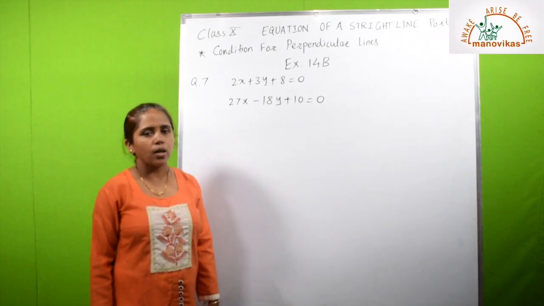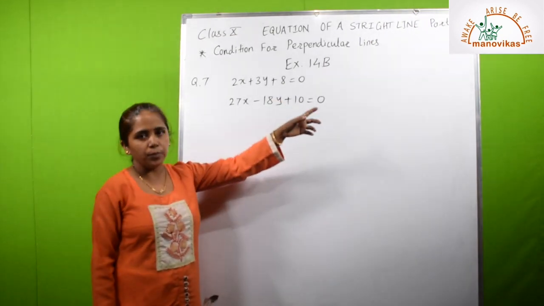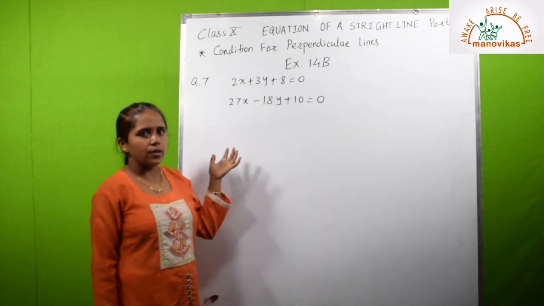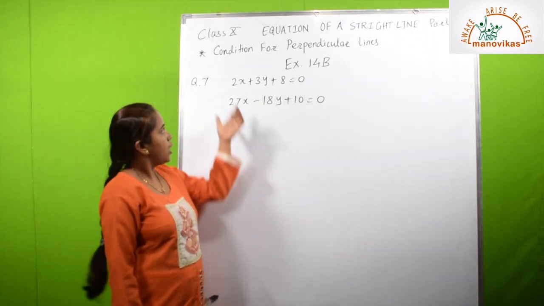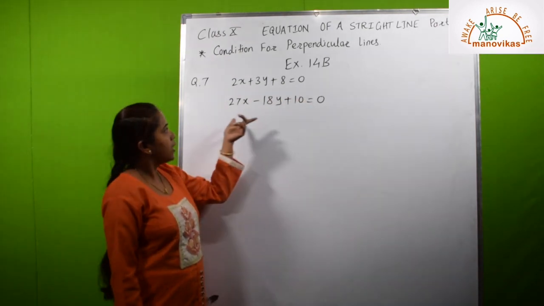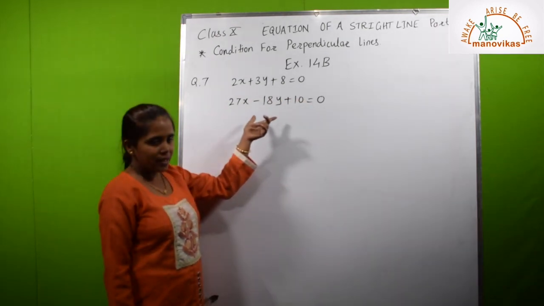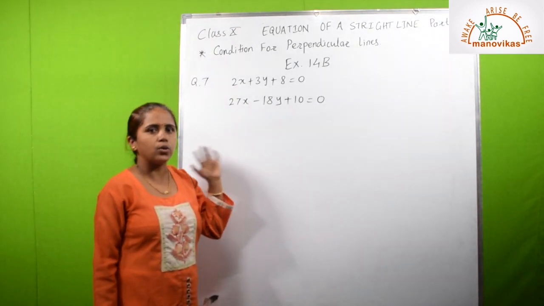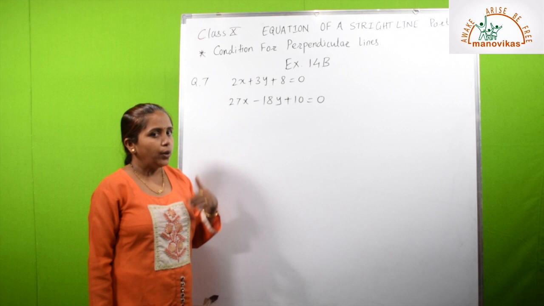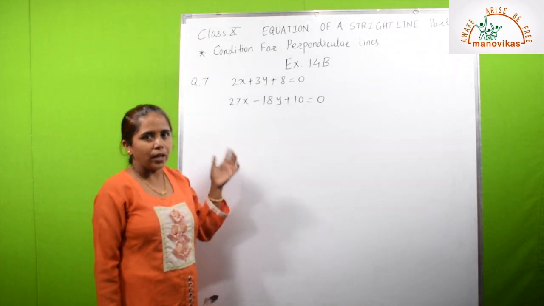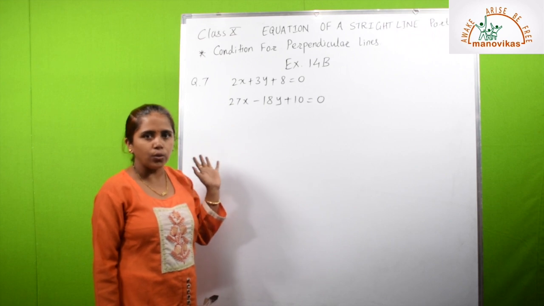Now we'll solve the sums from exercise 14b. First see question number 7. Prove that the lines 2x plus 3y plus 8 is equal to 0 and 27x minus 18y plus 10 is equal to 0 are perpendicular to each other. Now in this question, equations of lines are given. We have to prove that the lines are perpendicular to each other.